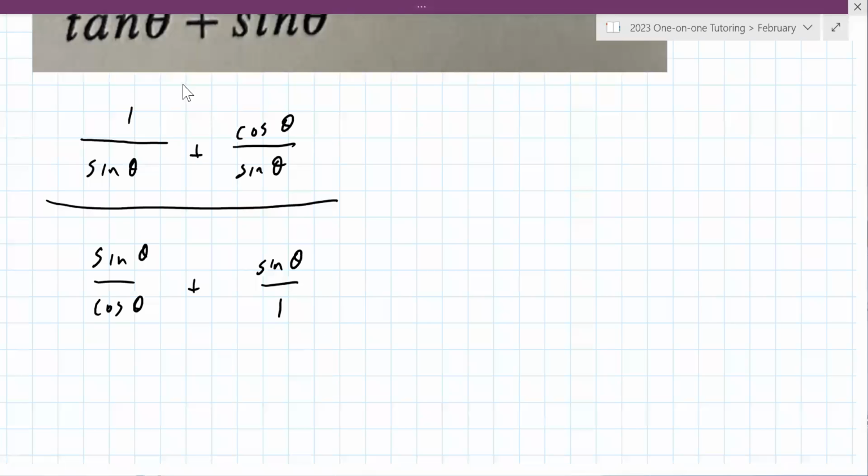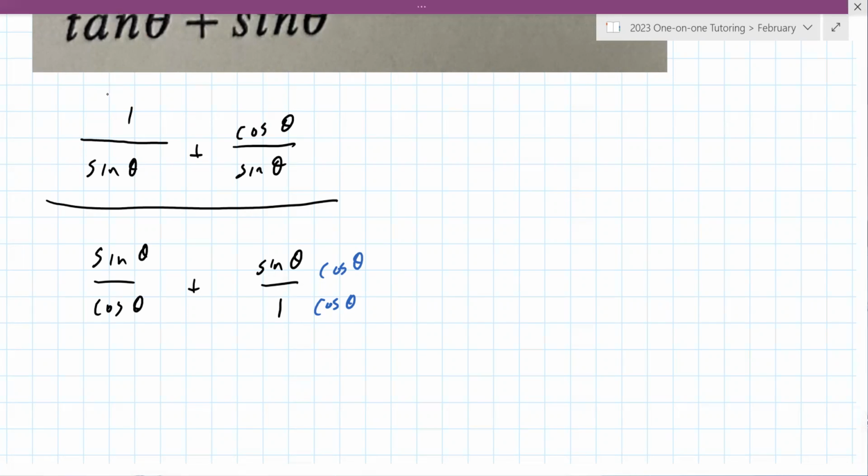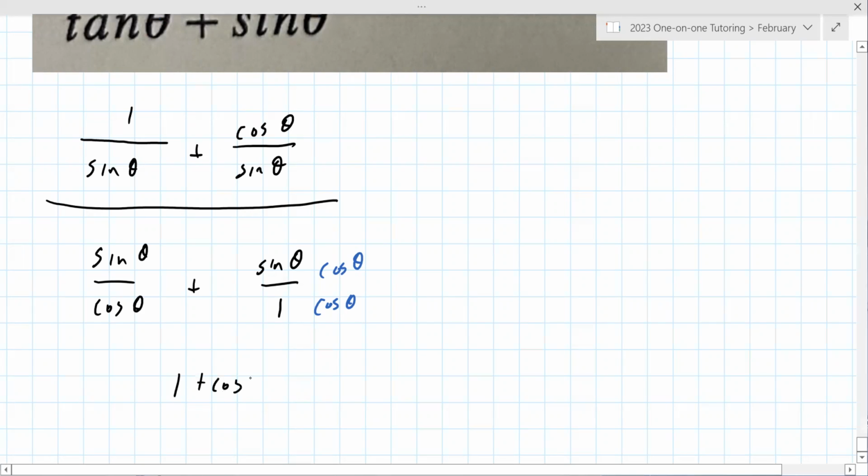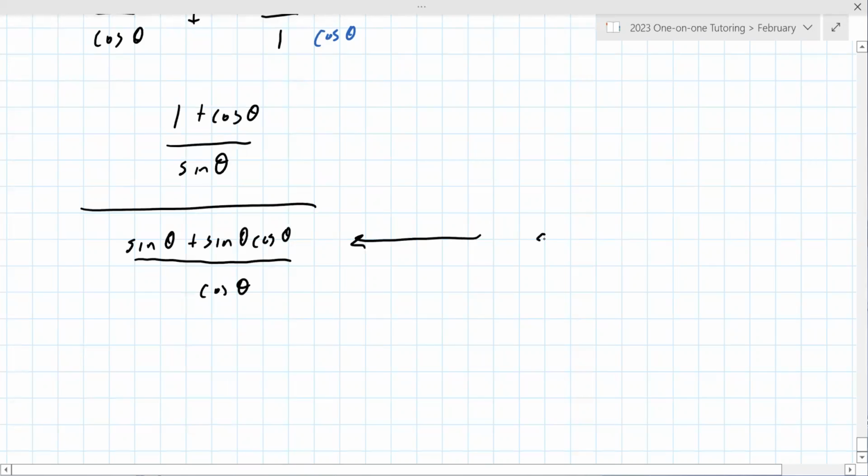On the bottom, I want to make the common denominator of cosine theta. So again, doing as much as we can without having to do a bunch of rewriting. The big numerator up here in the top becomes 1 plus cosine theta over sine theta. The bottom is now sine theta plus sine theta cosine theta over cosine theta, like that. This line right here, if you factor out a sine theta, you get 1 plus cosine theta here, which is really important. So I'll rewrite it like that.